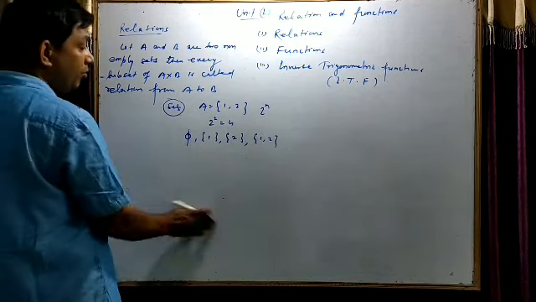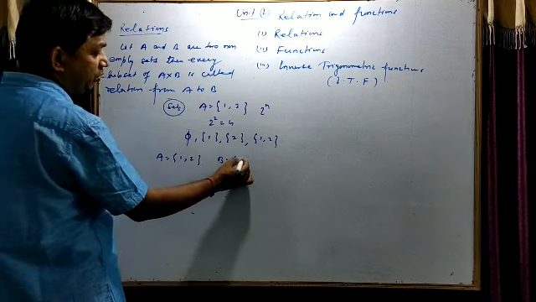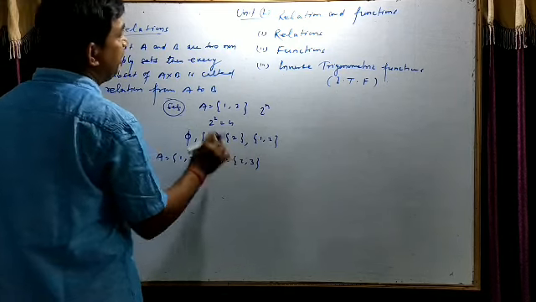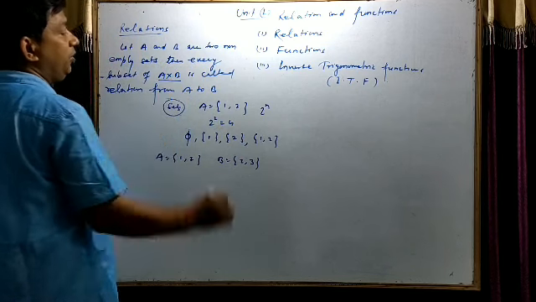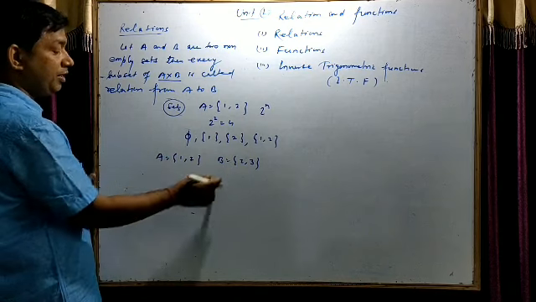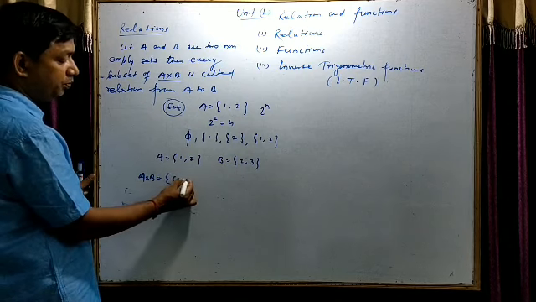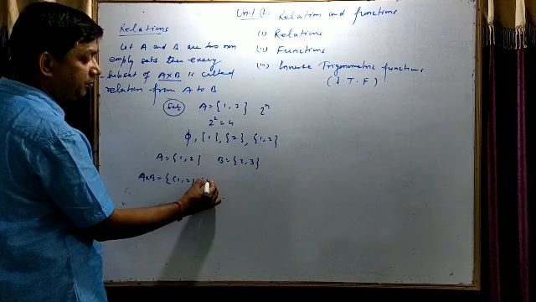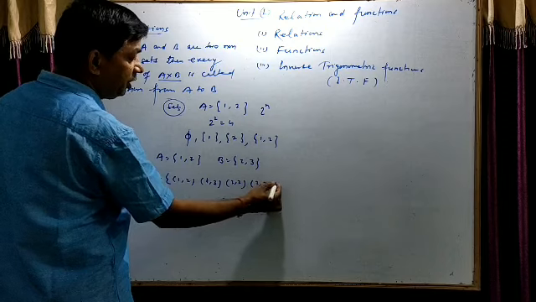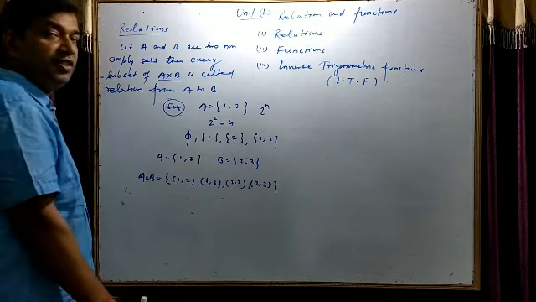Now A equal to {1, 2} and B equal to {2, 3}. So this set contains 1, 2 elements, this set contains 2, 3 elements. Here I have written A cross B. This is called the Cartesian product of two sets. Suppose A is this and B is this. So A cross B is how much? A cross B is (1, 2), (1, 3), (2, 2), (2, 3). This is the total number of elements in A cross B. This is called Cartesian product.